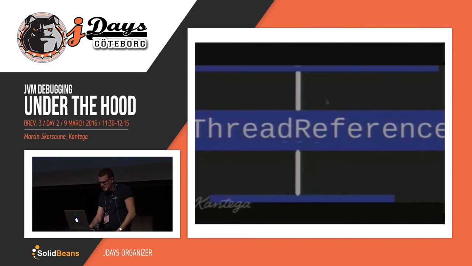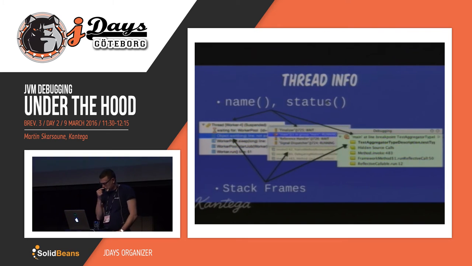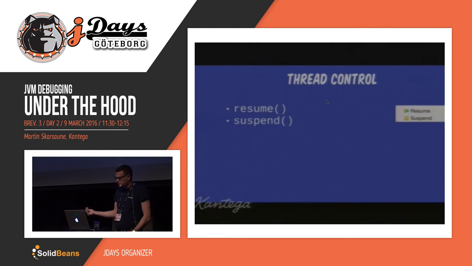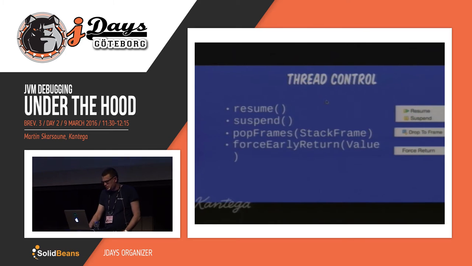Yes, when it comes to threads, we get the name and states of all threads, a bit differently implemented in the various tools. We can suspend threads, find out what's going on, resume them again. We can, of course, rewind to the beginning of a certain frame to figure out what was going on up to that point. And in some IDEs, if you want to affect the flow of the program, you can say, OK, this method should return true, for instance, to affect the flow of the program.